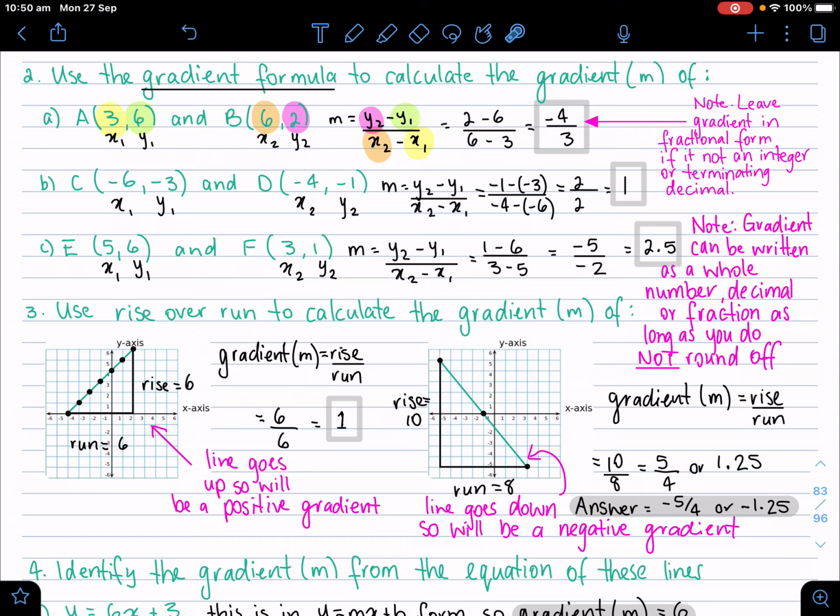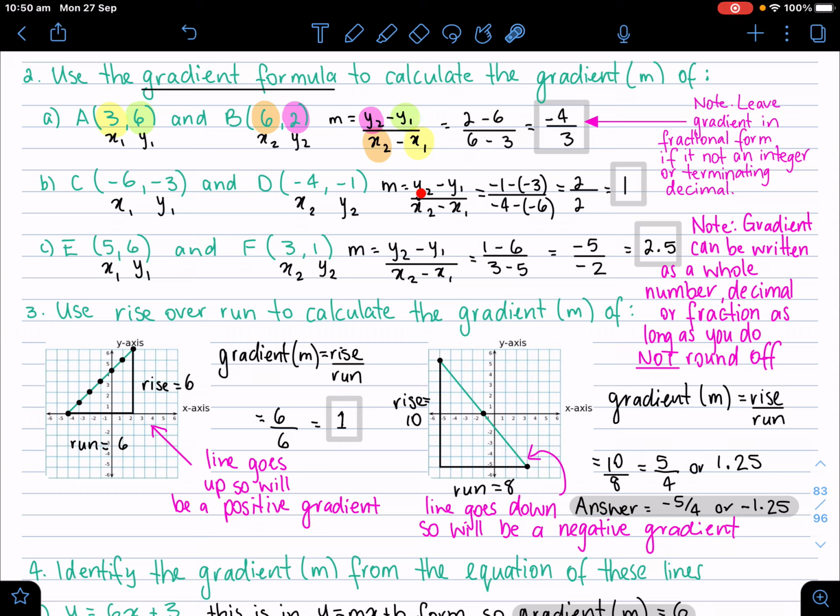Let's move on to the second example. Again, we're going to use the gradient formula. So we label the first one, first x and first y, and the second one as second x and second y, or x1, y1, x2, y2. Then we substitute it into the formula. However, we have to be very careful here that when we're dealing with negative numbers, we put it in brackets, and I'll show you why.